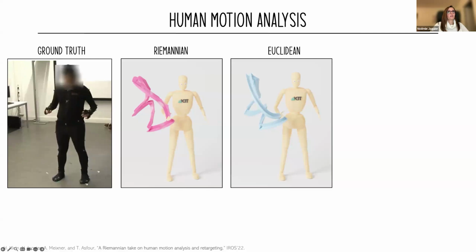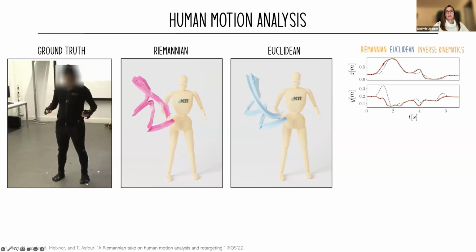So you see that the trajectories of the hands are very different. They're in red in the Riemannian case and in blue in the Euclidean case, and they are clearly very different. Now we can compare. So here you see the ground truth in black, the Riemannian path in red, and the Euclidean path in blue. And you see that the Riemannian path matches exactly the ground truth. So here we are plotting two of the position coordinates of the end effector of the hand.